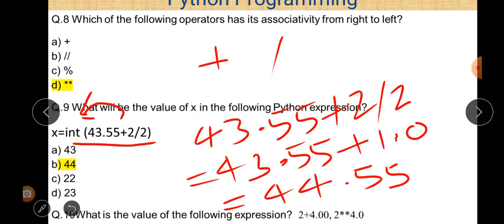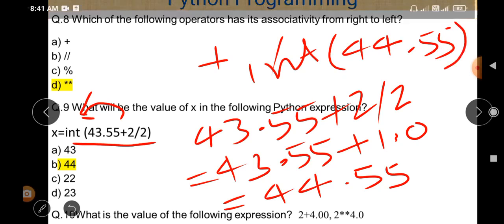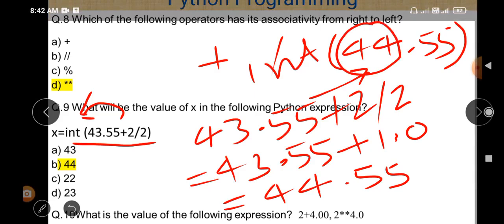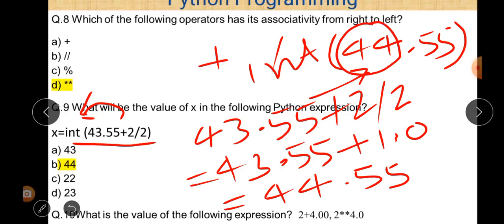Now after that, explicit type conversion is there. It means int of 44.55. So our answer is 44. Always remember that when there is an expression such as a number like 44.55, and we convert it into an integer value, then there is no concept of rounding of the number. Actually, we always consider the integer part. So the integer part is 44, and so our answer should be 44.